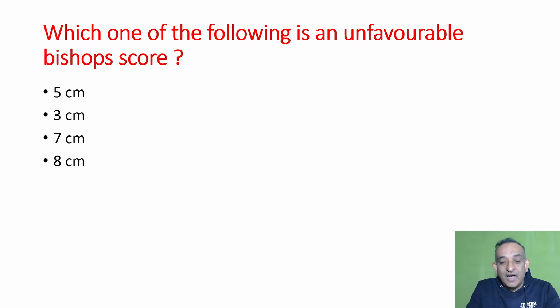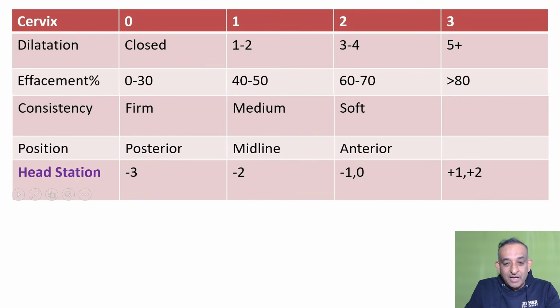Which of the following is an unfavorable Bishop score? So 4 and less score is unfavorable. 9 and more is favorable Bishop score. So there's only one value here, 5, 3, 7, and 8. So 3 is an unfavorable Bishop score, and 9 and more is favorable. All right. So there are these 5 parameters. I'm sure you know this chart well by now. And if you don't know by now, especially all you PG students, please mug it up. And those who are seeing this before the Jan 26 exam, please mug it up properly.